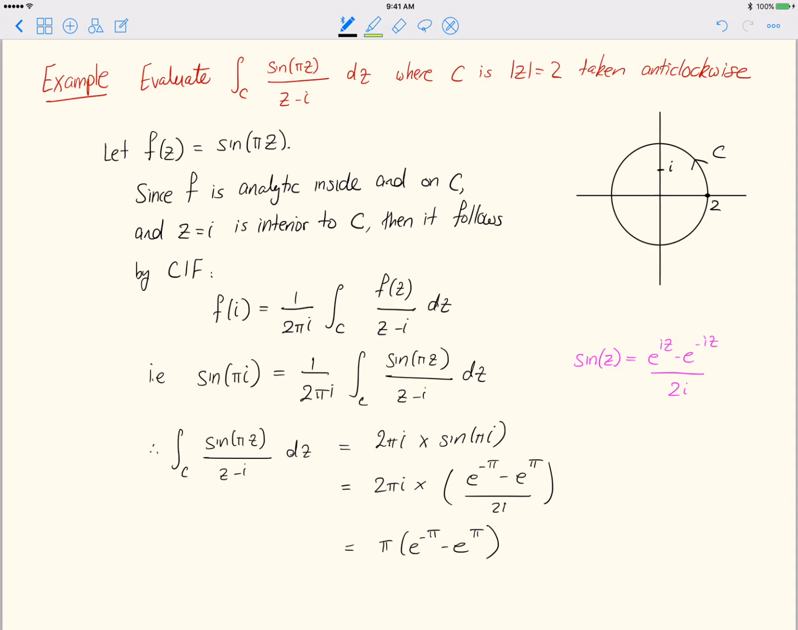Those examples were just to give you a bit of a feel for how to apply this formula. Now let's look at a slightly harder example. Okay, so let's have a look at this one here. Now what I want to do is evaluate this integral.